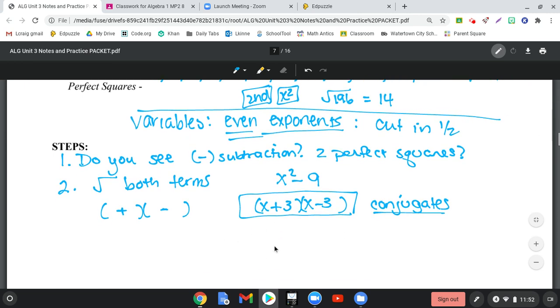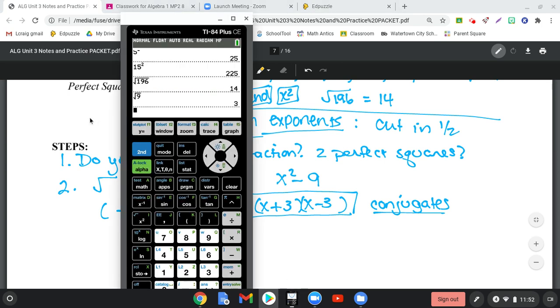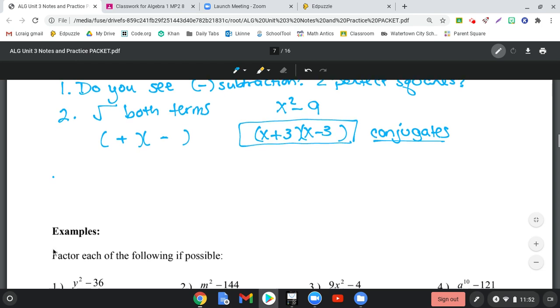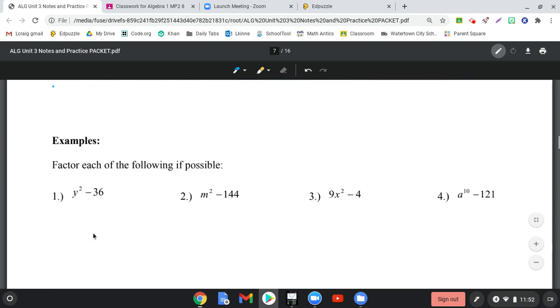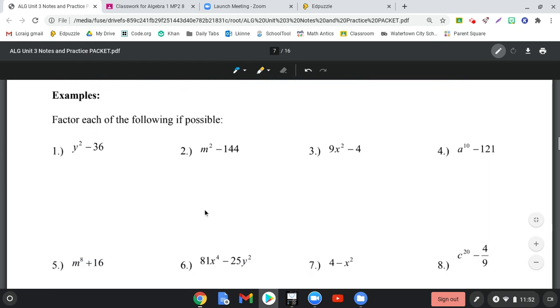You could use your box for this, and you can even use the graph for some of these, because if I went to y equals and typed in x squared minus 9 and hit graph, it crosses at -3 and 3, so it's going to be x plus 3 and x minus 3. All right, so it's similar to the trinomials we did before, but these are a little bit more specific.